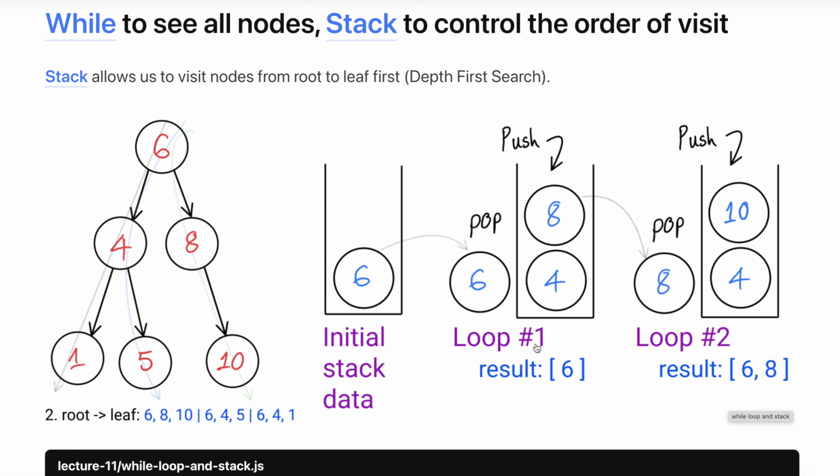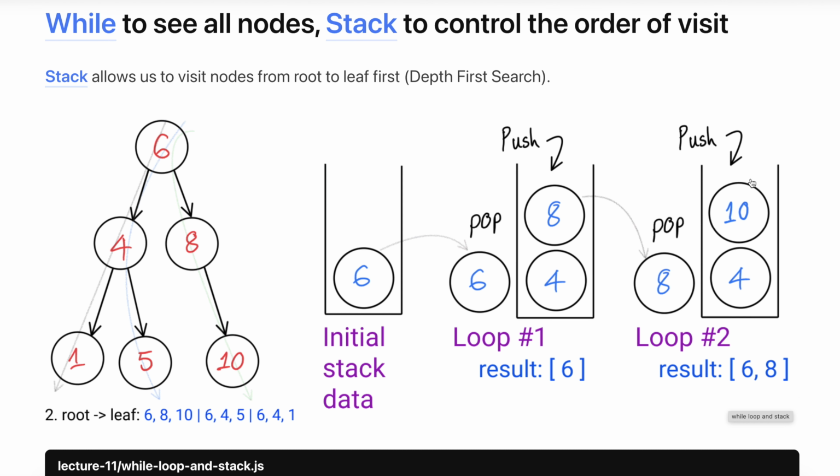For our first loop, we're gonna pop the stack and we have 6. We have 6 and we know about the children of 6, 4 and 8. So we push the children of 6 to the stack, 4 and 8 go into the stack, and then we save 6 to our result array and we finish our first loop. For our second loop, we pop the stack and we have 8. We have 8 and we know about a child of 8, which is 10.